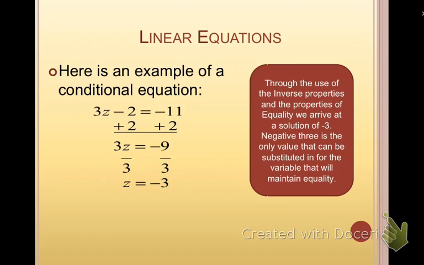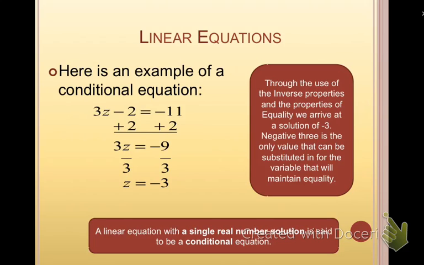By using the inverse properties and the properties of equality, we get a solution of negative 3. Negative 3 is the only value that we get as a solution, and it's the only value that can be substituted in for the variable that will maintain equality. It's the only value that's going to work in this equation. A linear equation with a single real number solution is said to be a conditional equation. So when you solve an equation and you get a solution of a variable equals a number, that's how you're going to know that it's a conditional equation.